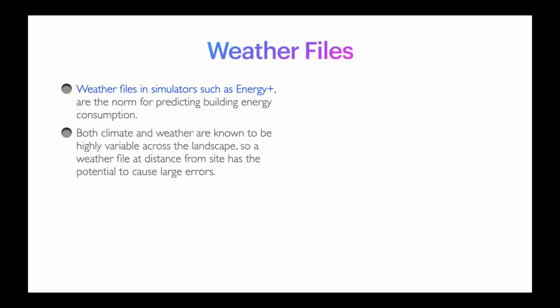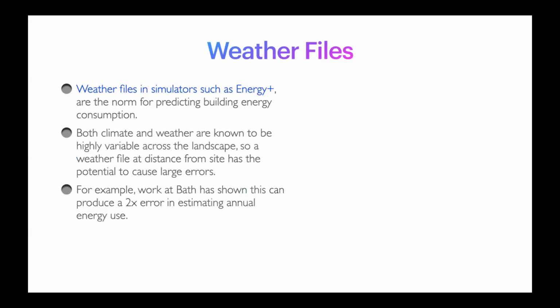And exactly as Nishesh pointed out, climate and weather can be very variable across a landscape. So what you've got to work out is how far away the nearest weather file is. And historically, we've not had a good localization of weather files. And that has been shown, it doesn't always produce a 2x error in estimating annual energy use, but it can absolutely happen. And it can happen at relatively short distances.